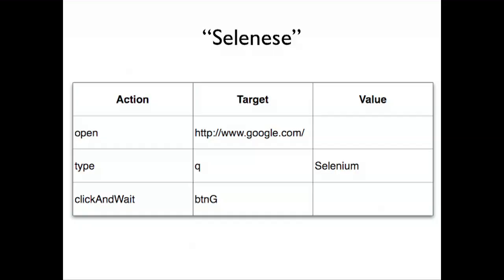And then, if it's only a one-parameter command, that's just where you want to go to. But for the type, for example, that's the object that you want to do something to. That's the search box in the Google homepage. And that's the word you want to type into the search box. And then you want to click and wait for a new page. That's the Google search button.